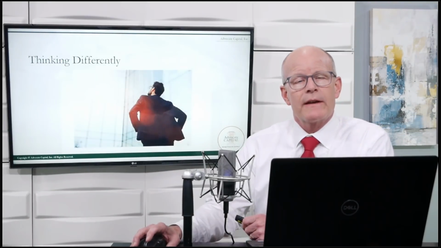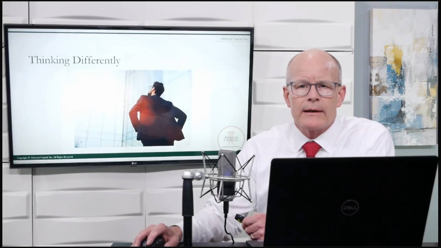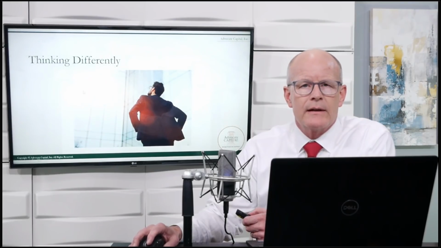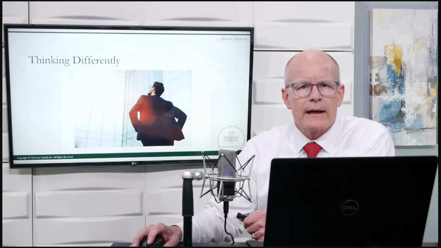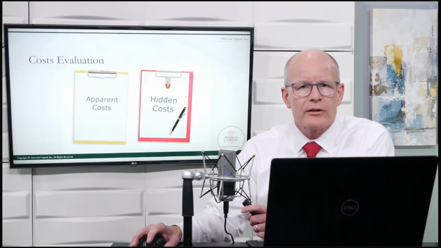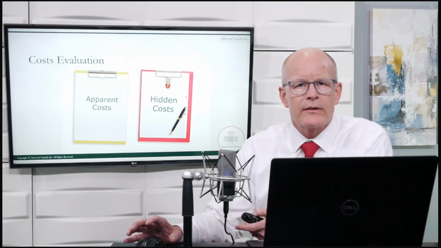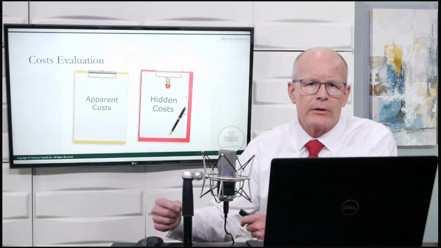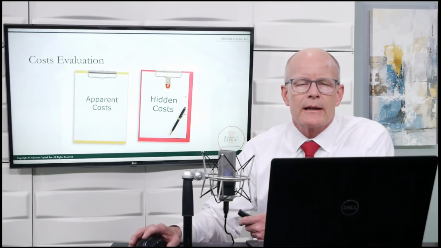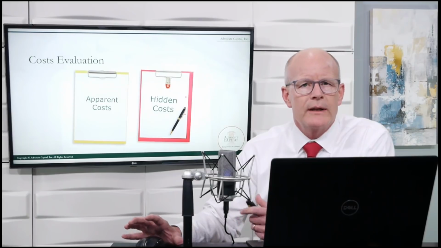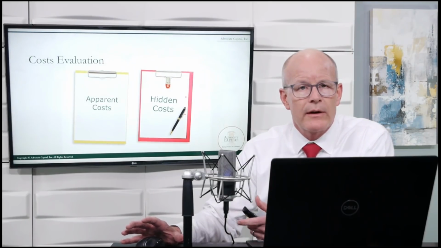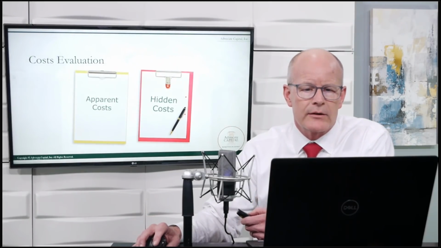I'm going to challenge you to think differently today about your case expense dollars, and we're going to think about that both from a hidden cost and apparent cost standpoint. The apparent costs are easy, right? That's a bill you write, a check you write for something. That's easy to think about. But there are also hidden costs that you may not realize are there, or you may not have fully considered.